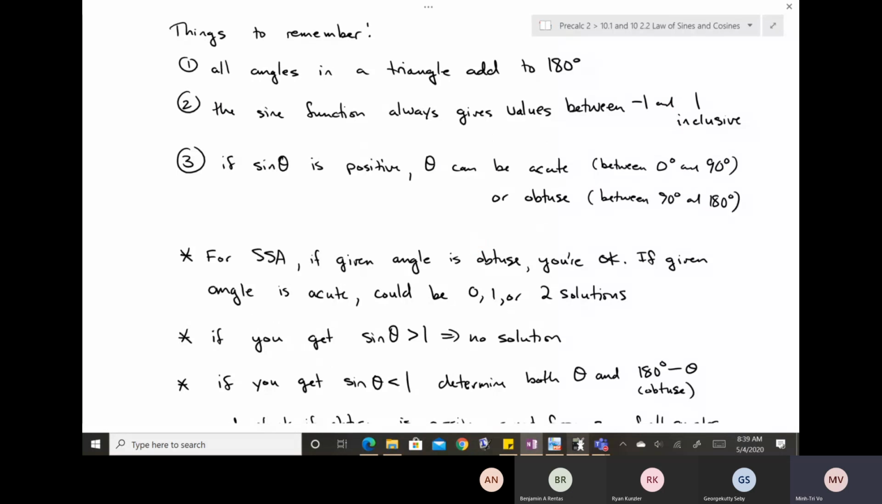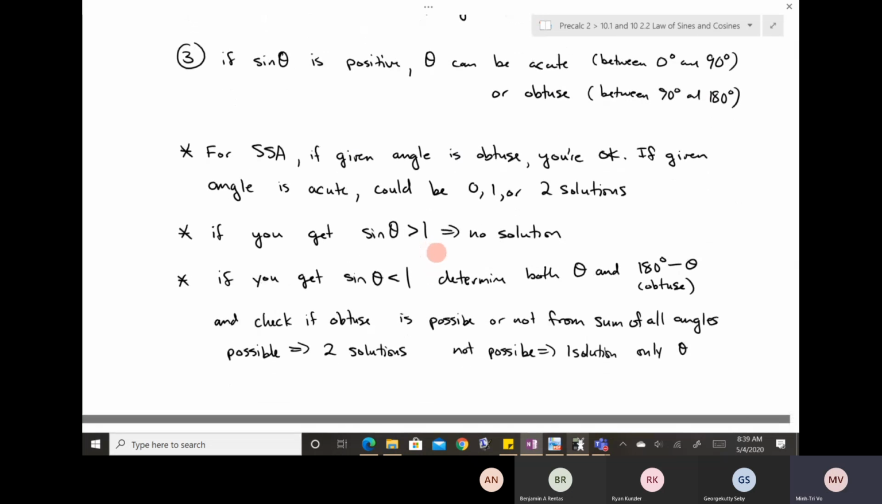The other thing to remember is that when sine is positive, if you remember the four quadrants, right? All students take calculus. Sine is positive in both the first quadrant and the second quadrant. So when sine is positive, the angle can be either acute or obtuse. The angle could either be between 0 and 90 or between 90 and 180. And this is the situation where there's possibly two solutions.